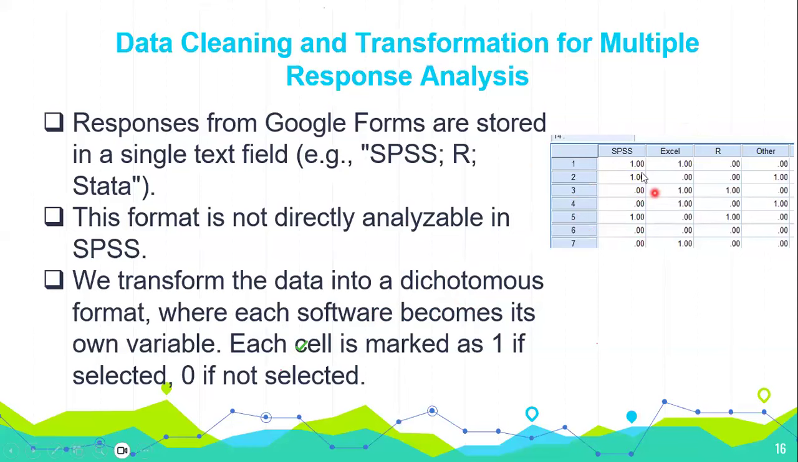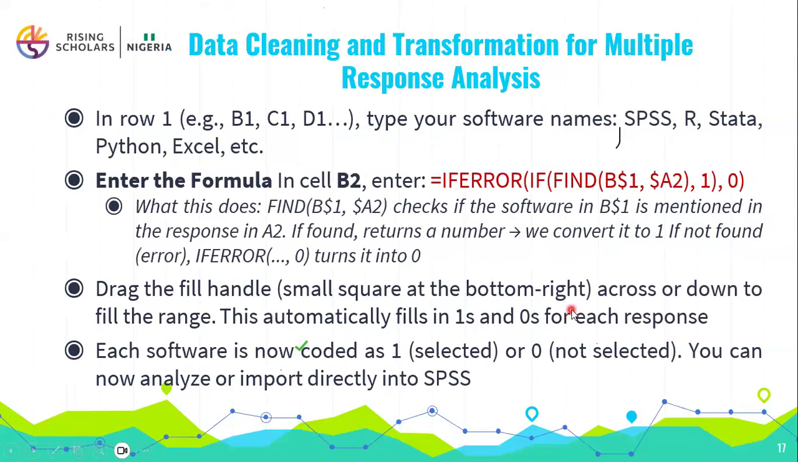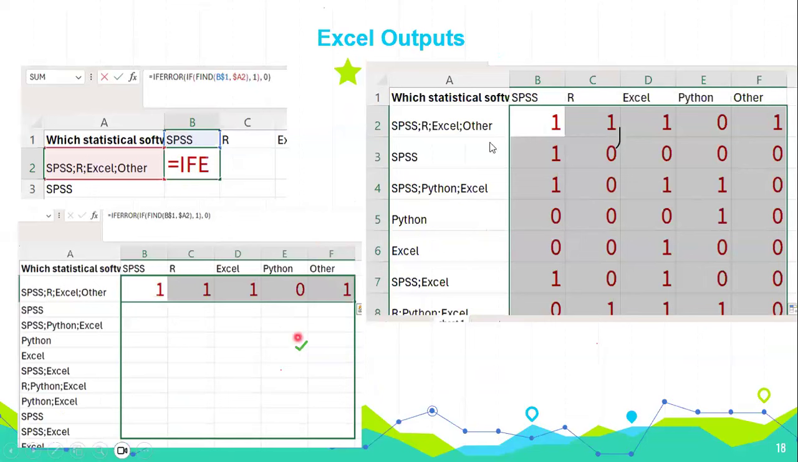on the right corner of the screen. Each of the software would have a column on its own, or each of the software will be a variable on its own. We can see SPSS, Excel are all being variables on their own, and this is the only way that you can analyze the data with SPSS. And this is a formula that we use. I will talk about this formula when we get to Excel. So this is how it's going to look.